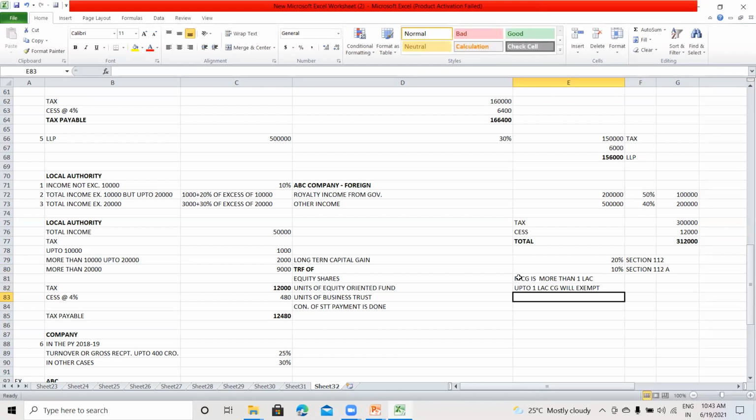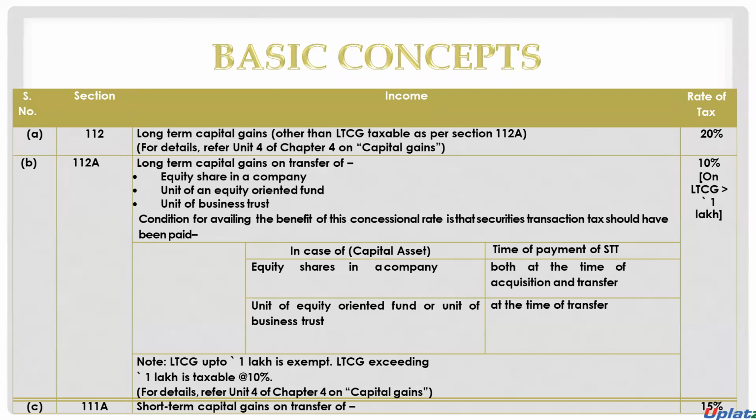And in the case of all other capital assets, the long-term capital gain will be taxable at the rate of 20%.